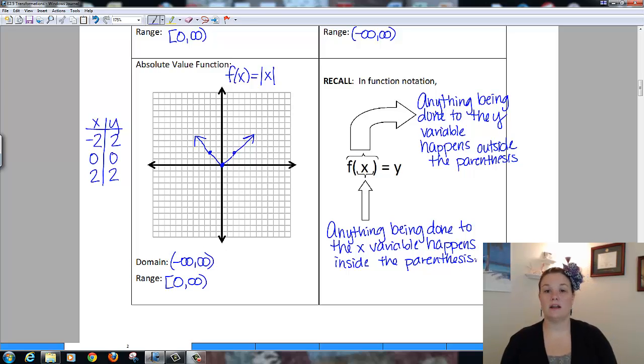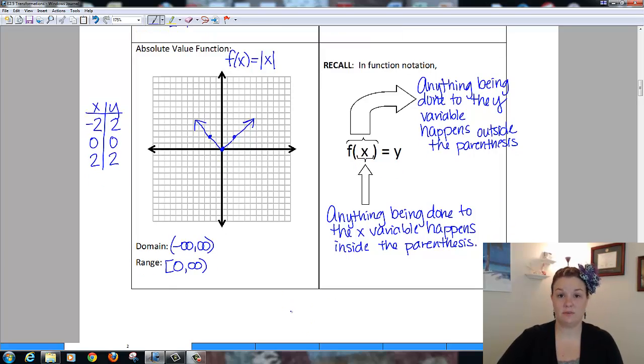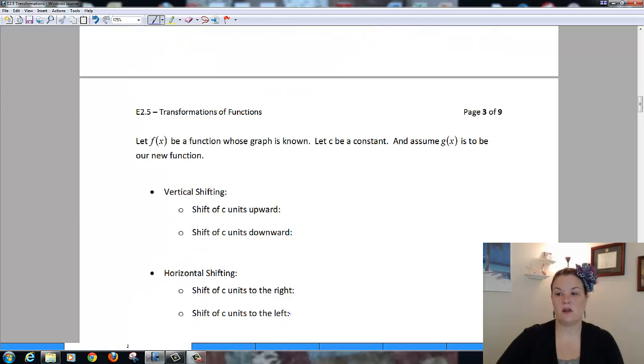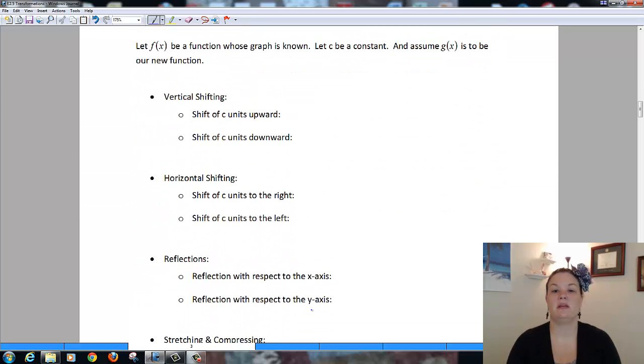All right. So now that we know what our basic shapes look like, and now we know where to look to see if something's happening to y or something's happening to x, now we're going to actually go over the different types of transformations we can have. Here it says let f of x be a function whose graph is known. So that's one of our parent functions or a picture they give us. c is a constant, which means it's just any number. And assume g of x is going to be our new function. Once we transform it, we can't still call it f of x because if we've changed it, it's a new function.